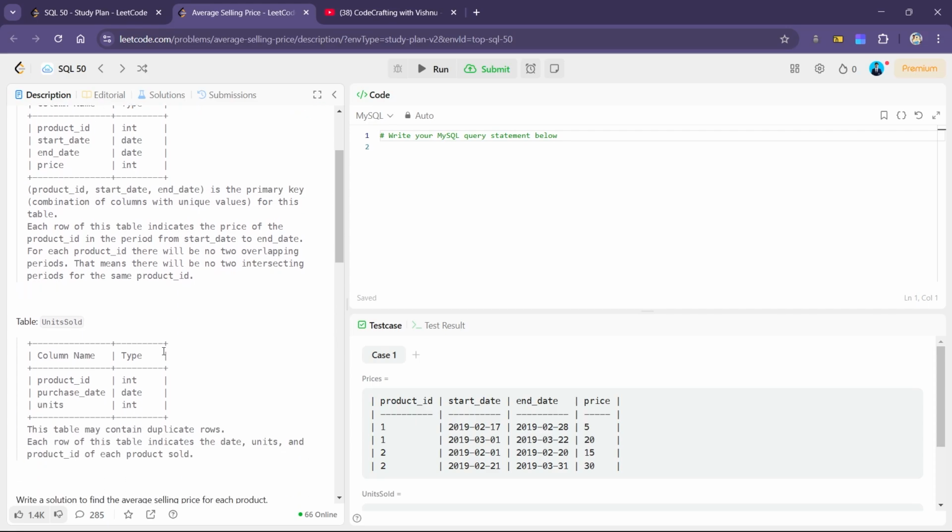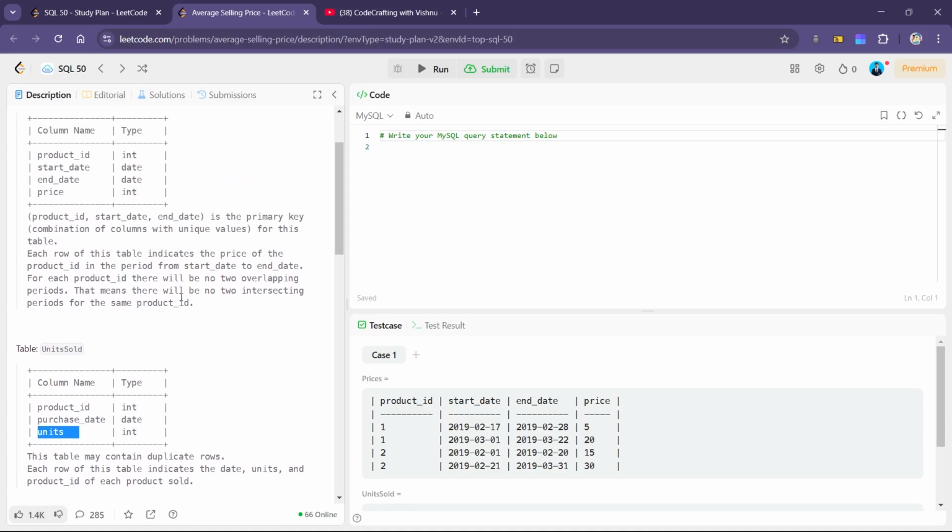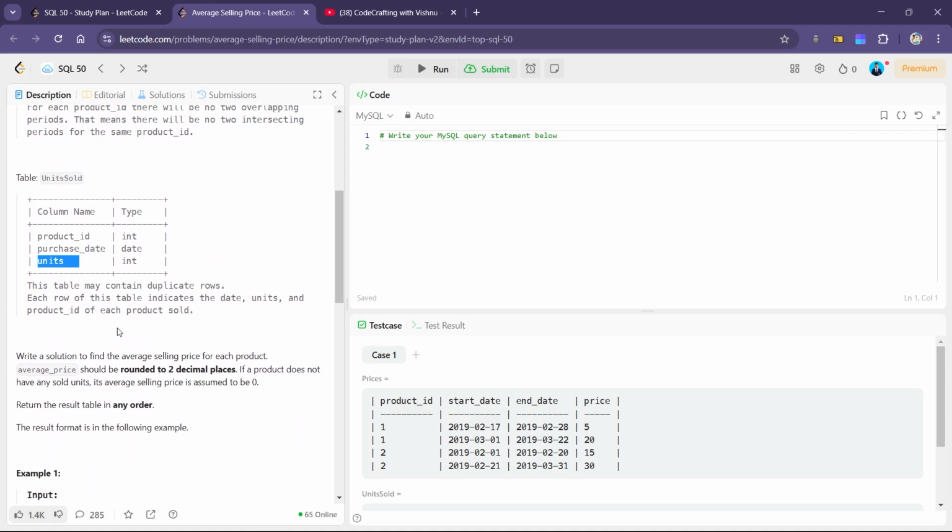The next table is the Units Sold table. This table may contain duplicate rows. Each row of this table indicates the date, units and product ID of each product sold. So this is the product ID, and this product is purchased on this date, and on that date this number of units were purchased.